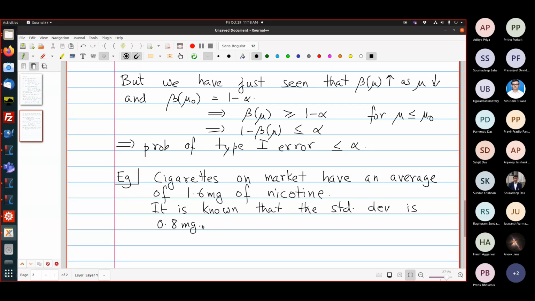So 1.6 milligram of nicotine per cigarette, and suppose that the standard deviation is known to be 0.8. Now you would wonder, how do you know this number? This is a practical problem. One way one could derive this is by assuming that the amount of nicotine depends only on the amount of tobacco in the cigarette and not on the method by which the cigarette is prepared. So from past data, you have a fairly good idea of the standard deviation, and let's assume that it's this value. Okay.